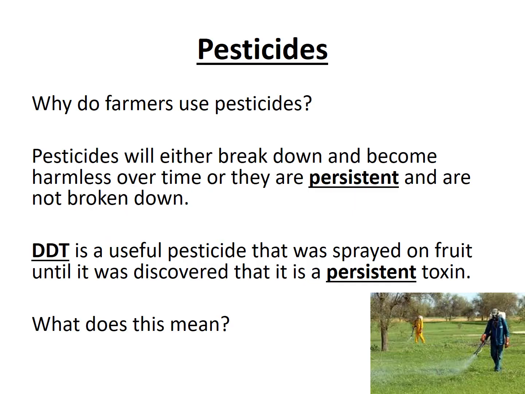So we're going to move on to the next section of our video, which is pesticides, and we're looking at why farmers use pesticides. Pesticides either break down and become harmless over time, or they're persistent and not broken down. DDT is a useful pesticide, but that was persistent. What does that actually mean?